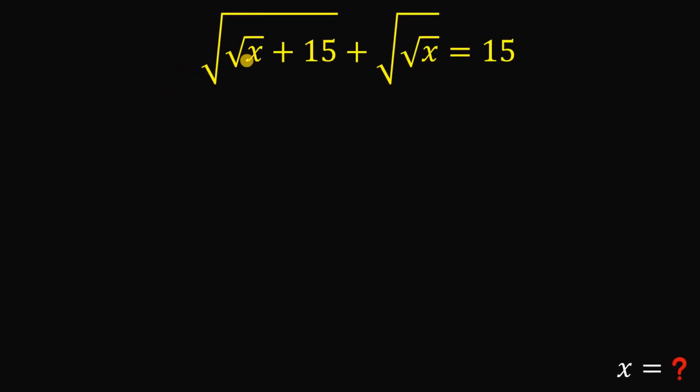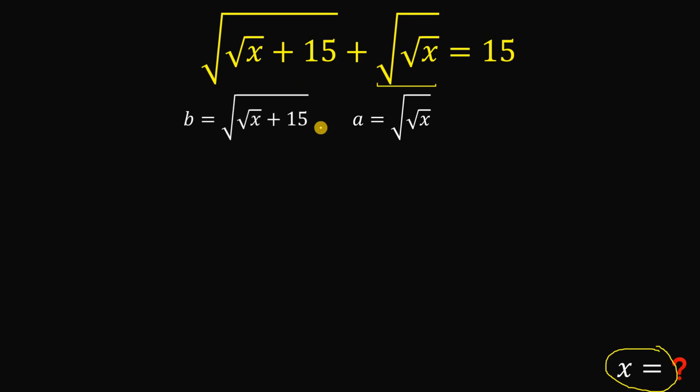So given this equation, square root of (square root of x plus 15) plus square root of (square root of x) equals 15, the ultimate goal is to find x, the value of x that satisfies this equation. To answer this question, we're going to let this expression be equal to a. So let a equal square root of square root of x, and the other expression be equal to b. Therefore, the original equation becomes b plus a equals 15.